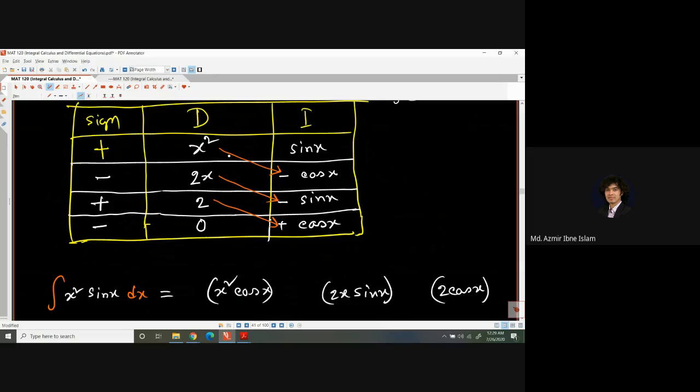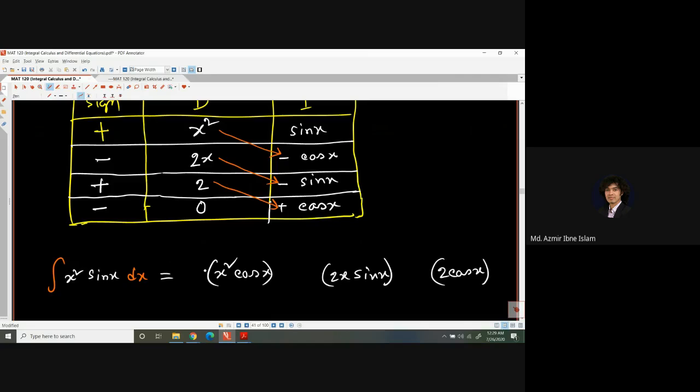So we have a total of 1, 2, 3 terms. Now let's focus on the sign before each term. If we go this way, you can see plus, plus, plus, plus, minus. The first term will be minus. Again, plus, plus, plus, plus, minus, minus. So this is how we have found the sign before the first term.